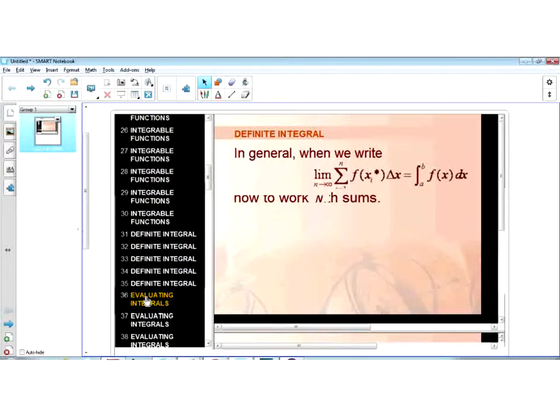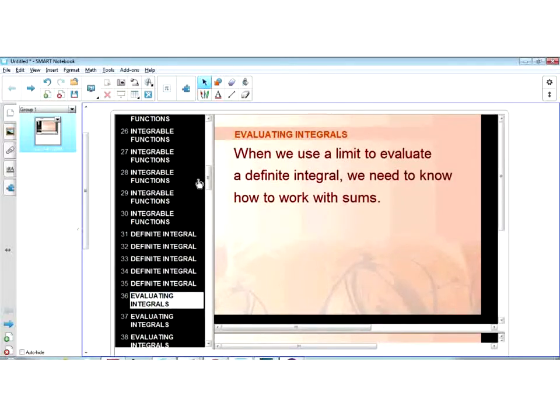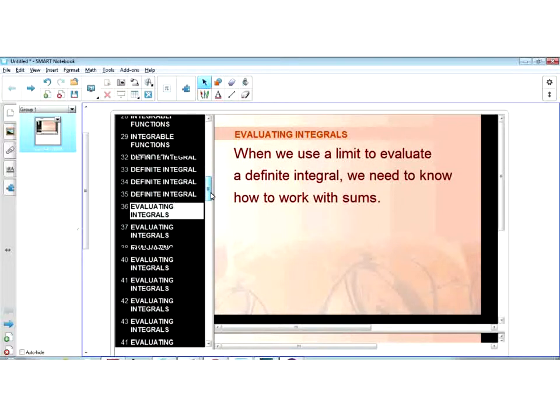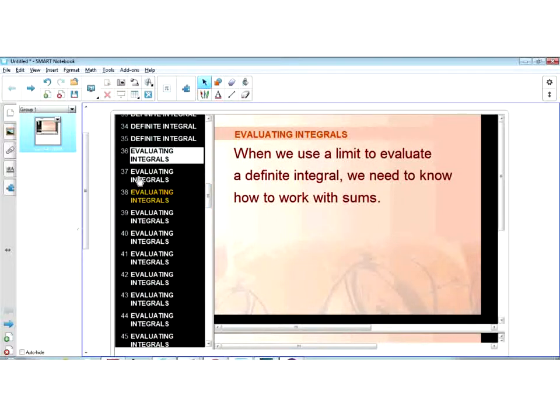So, evaluating integrals. Enough theory. Let's do some problems. To evaluate definite integrals, we need to know how to work with sums.